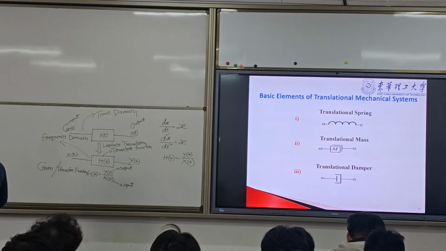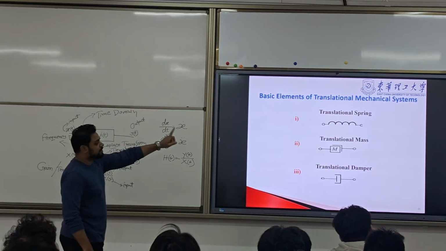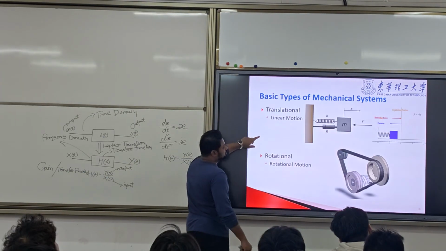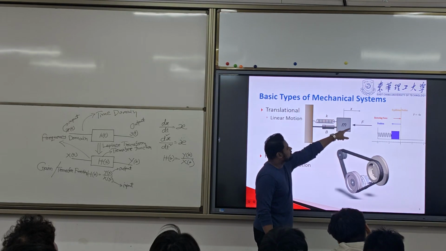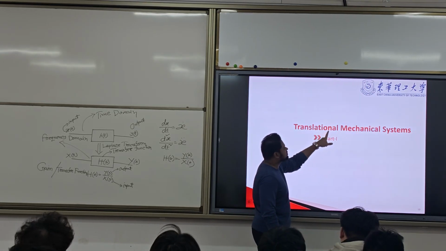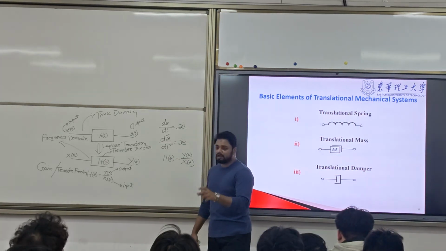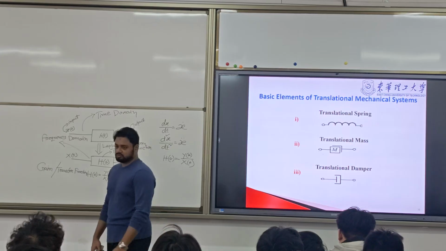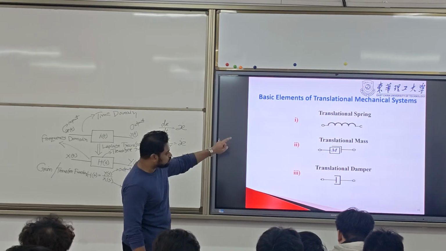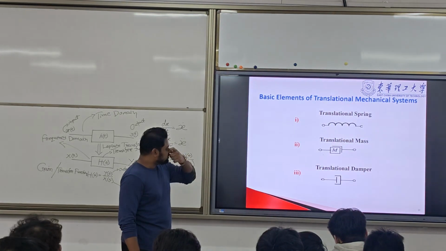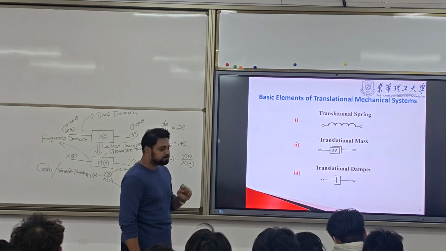In the translational system, there are three main components: spring, mass, and damper. I already showed you that. Here we have the spring, another component, the mass, and this is the damper. For each one there will be one force. We need to do the mathematical model for each one, so we will write down the mathematical equation for each of these parts.